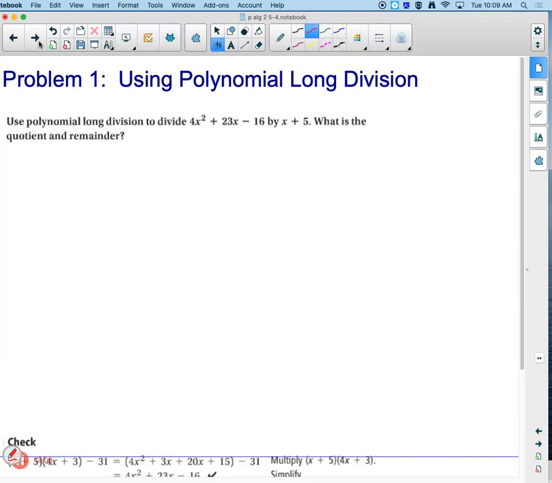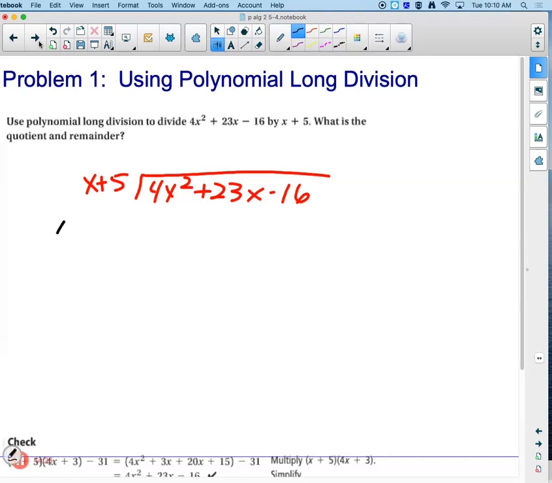All right, so we have x plus 5 as our divisor. And we have 4x squared plus 23x minus 16 as our dividend. Let's get started. Focus is only on the first term. How are we going to get x to equal 4x squared? Exactly. Multiply by 4x. Perfect. Now again, we get what we want with the first one. The second one we have no control over, and that's okay. We just want to make sure we do it right.